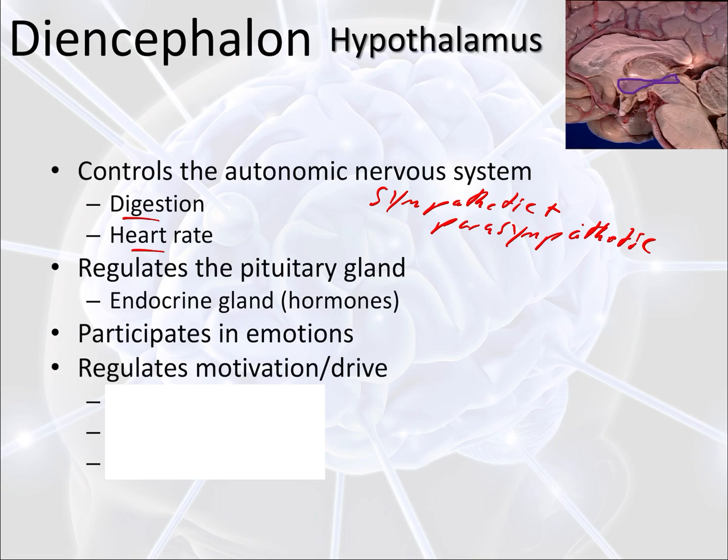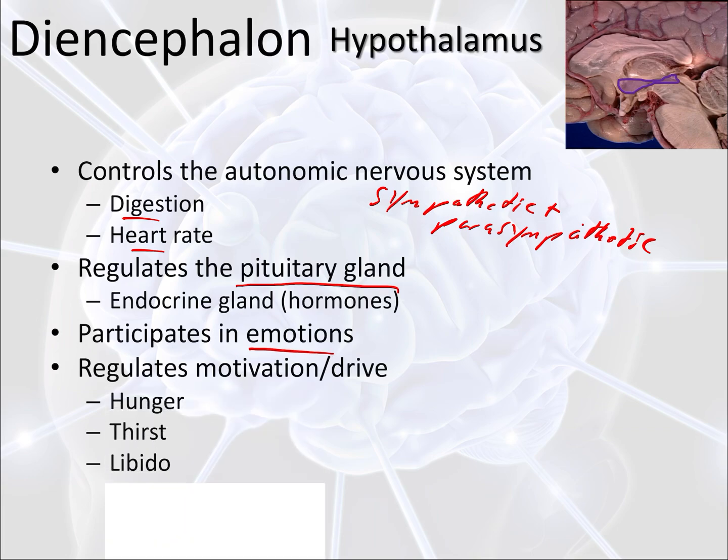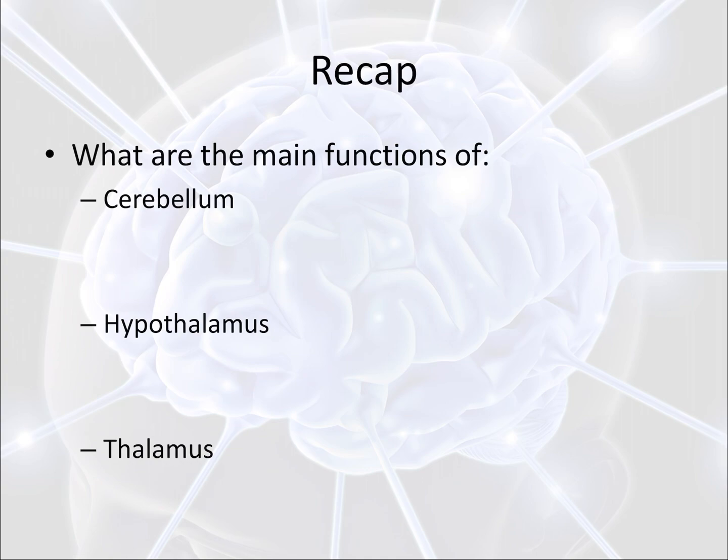Okay, controls the pituitary gland, which is an endocrine gland that controls a lot. We'll talk about that next semester. It's important for emotions, important for motivation drives. We're thinking of hunger, thirst, libido, which is sex drive. So the hypothalamus is a very important portion of the brain. It does a lot for this small little squished part of the brain. You wouldn't think it does much. Okay, so I'll let you go ahead and recap the cerebellum, the hypothalamus, and the thalamus.